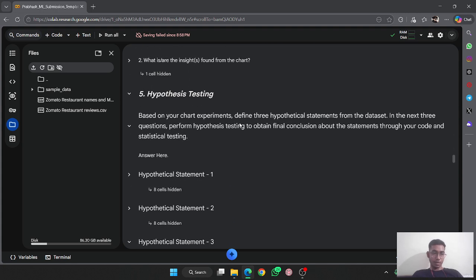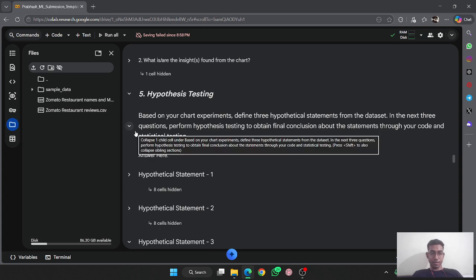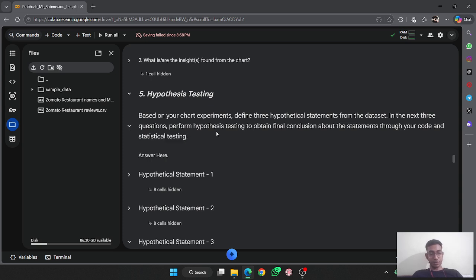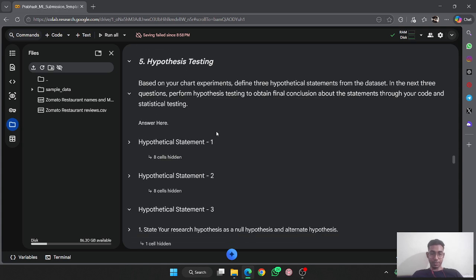Hypothesis testing. Hypothesis testing was performed to statistically analyze the relationship between variables. For example, we tested whether the restaurant cost has a significant relationship with customer rating. Statistical tests such as Pearson correlation and t-test were used to validate this hypothesis.